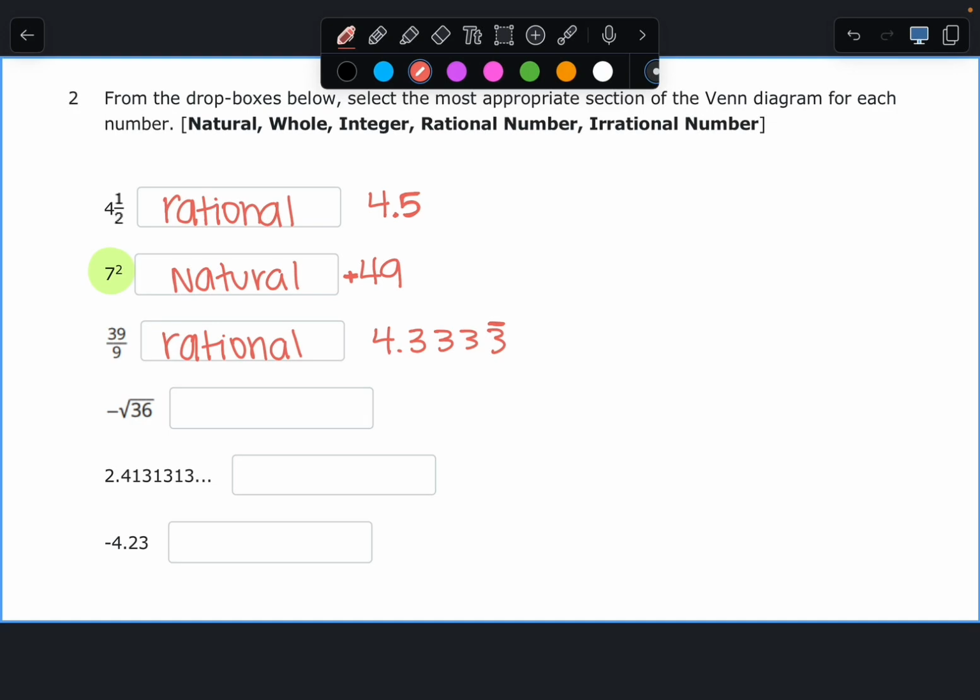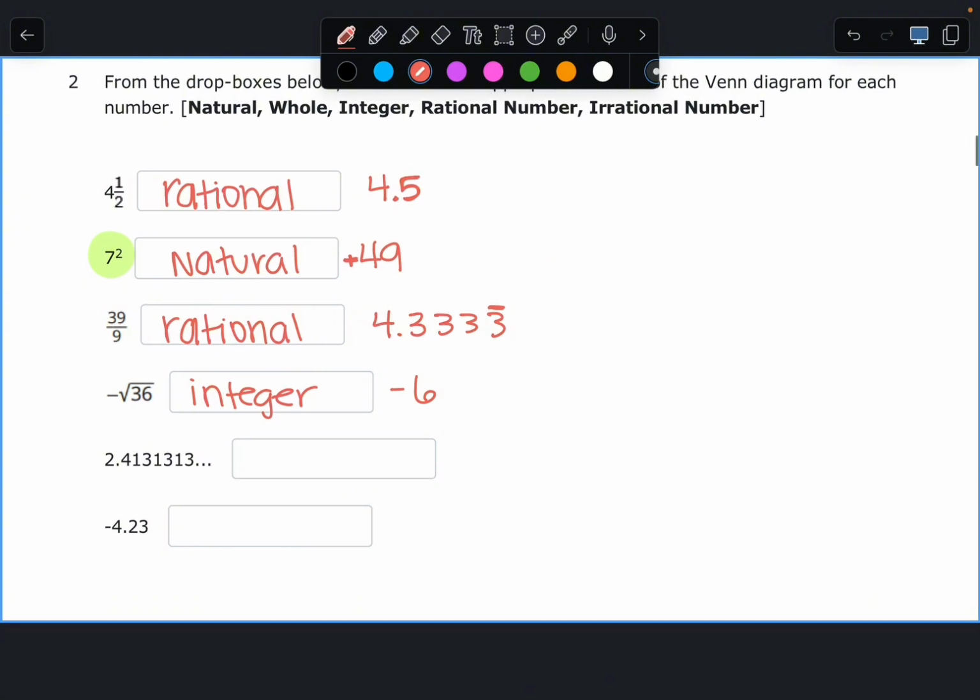Okay. What about negative square root of 36? Negative 6. It's a whole number. It's a number without a decimal, but it's negative. Integer. Very good.